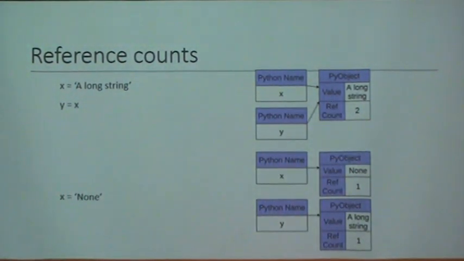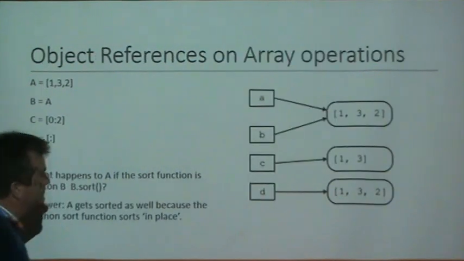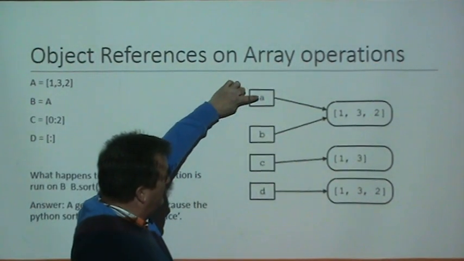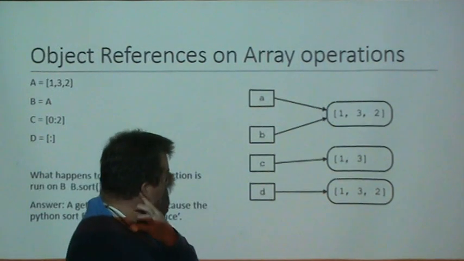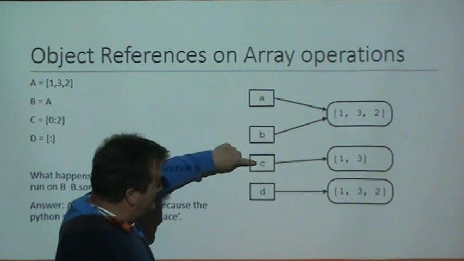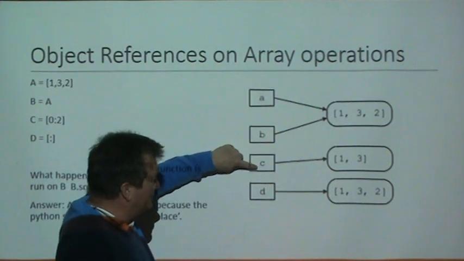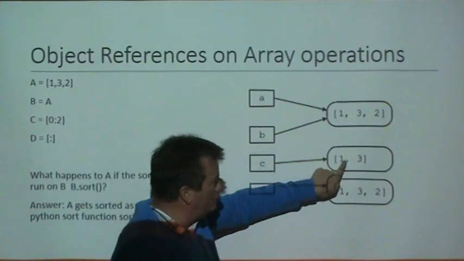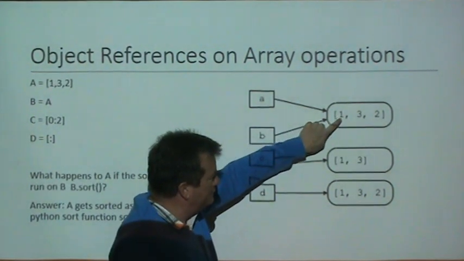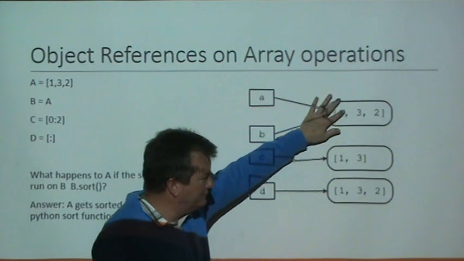Okay, so let me just go back a second. Suppose, for example, we ran a line of code that said C is equal to A. So now the variable C doesn't refer to 1, 3 anymore. C now refers to this piece of storage, the 1, 3, 2 piece of storage.